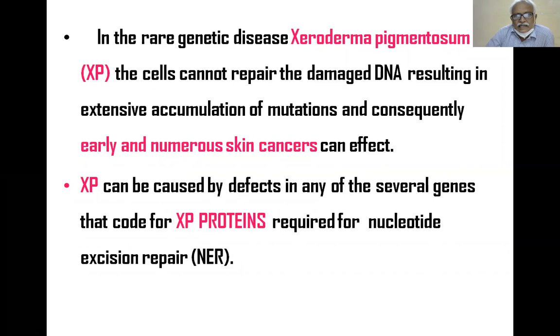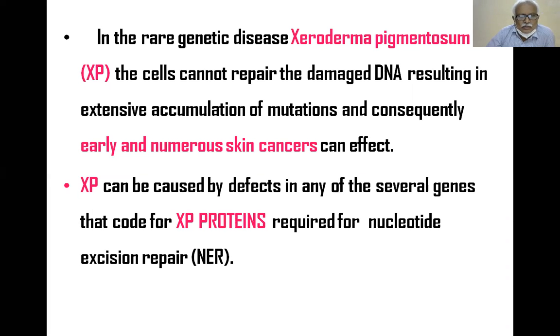So in the rare genetic disease xeroderma pigmentosum, XP, that is the abbreviation given for xeroderma pigmentosum, the cells cannot repair the damaged DNA. So that results in extensive accumulation of mutations, and consequently, early and numerous skin cancers can affect that child.